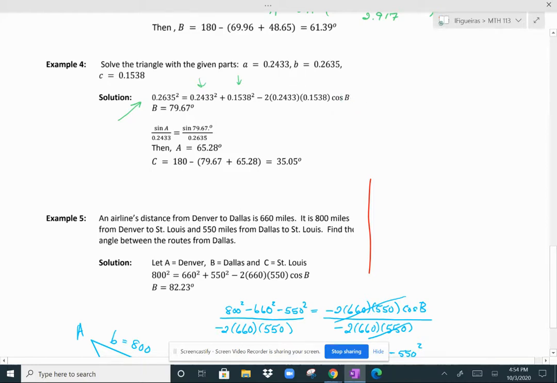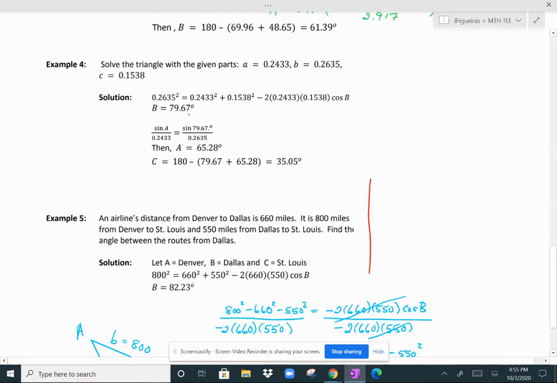So just like I mentioned before, you need to subtract these two over to the left and then divide by this, and that'll give you cosine of B. But then you take cosine inverse of that fraction, and your answer, again, make sure you're in degree mode, you get that B is 79.67 degrees.